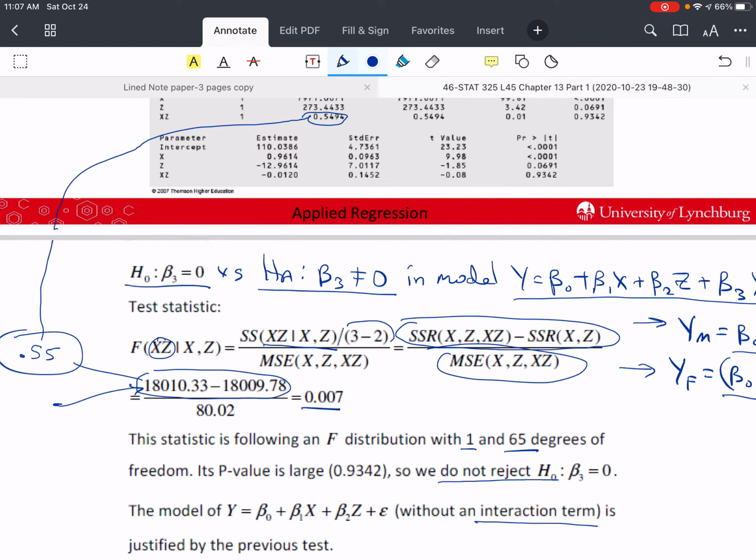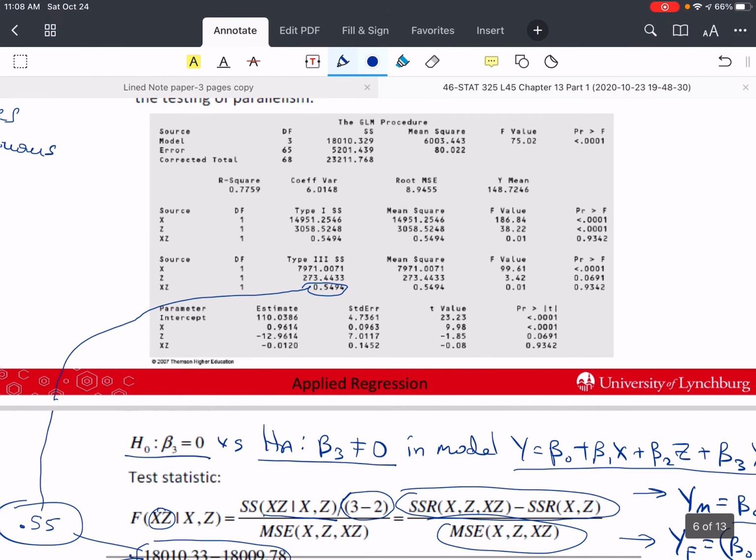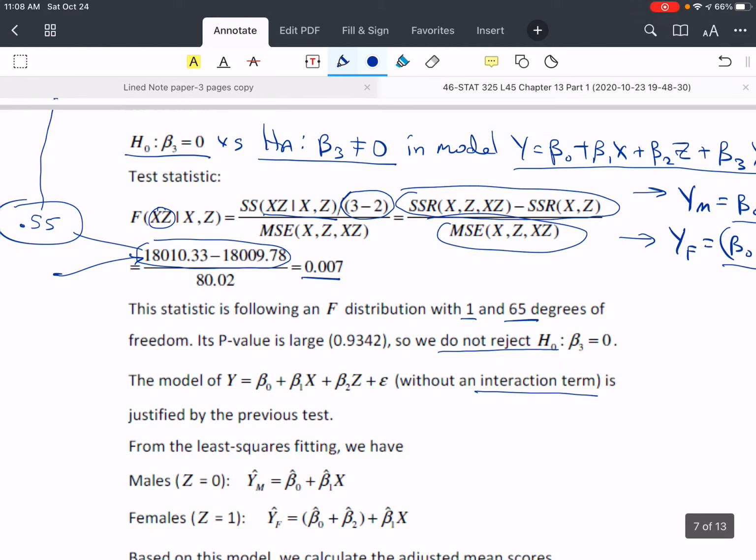So it shows the calculation here, 3 minus 2, and that's just 1. The difference between the two models is just 1 degree of freedom in the numerator, and the MSE, if we look up here, has degrees of freedom of 65. So the p-value is very large, so we do not reject H naught that beta 3 is 0. So we can use this model. So we've just verified that we don't have interaction in the model, and as it says here, that's justified by this test.